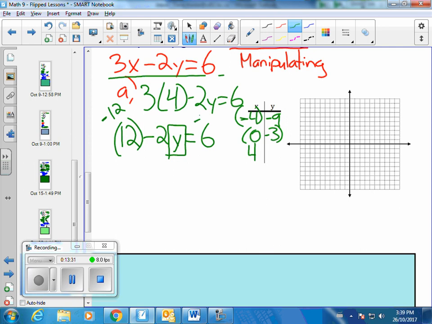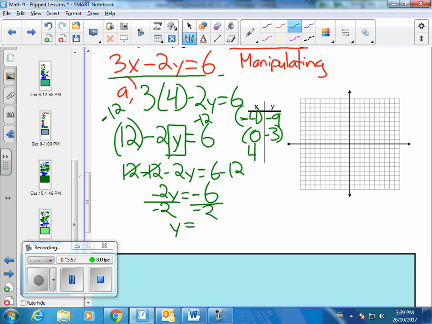Whatever I do to one side, I have to do to the other. So now over here I have 6 minus 12. So now I get 12 minus 12 minus 2y equals 6 minus 12. I can simplify that down. 12 minus 12 is 0. So I get -2y equals -6. I divide by -2. I divide by -2. y equals 3. So when x equals 4, y equals 3.